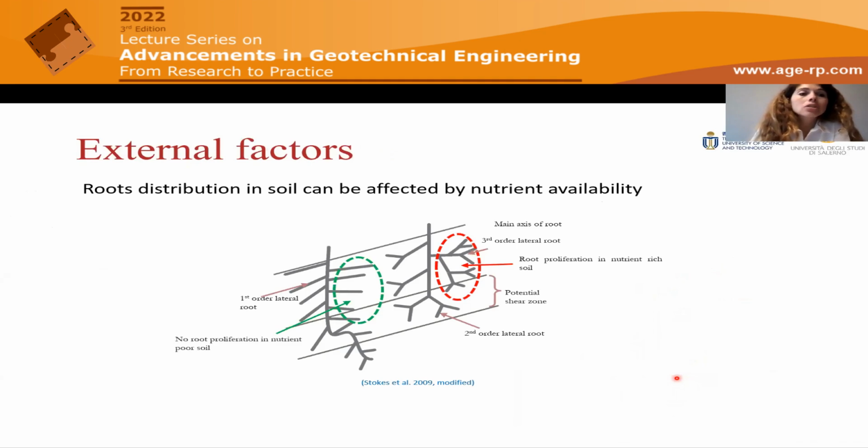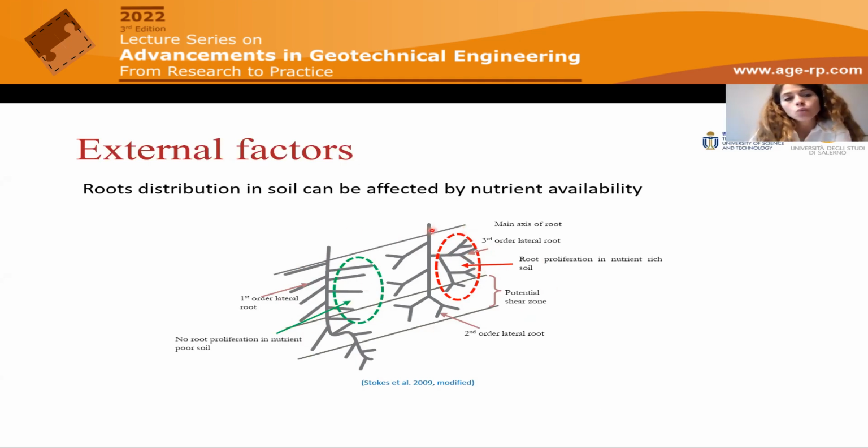Let's look at the end at the external factors. The mutual influence of root and soil can also be affected by external factors. And here, for example, you see the root distribution of two root systems. The first one has only a simple first-order lateral root. So we have the main root system, and then we have just first-order lateral roots coming off the sides. On the other hand, we have a more complex root system because we see a proliferation of second and third order lateral roots that are coming from the first order lateral roots.